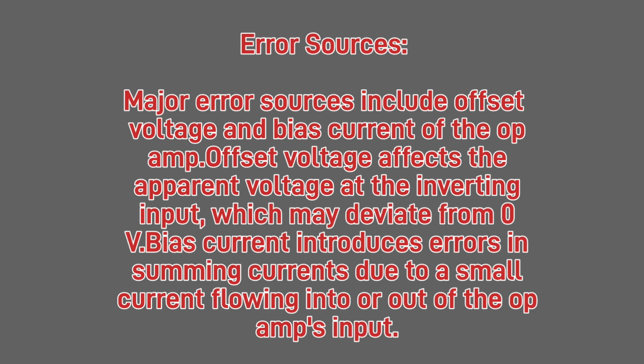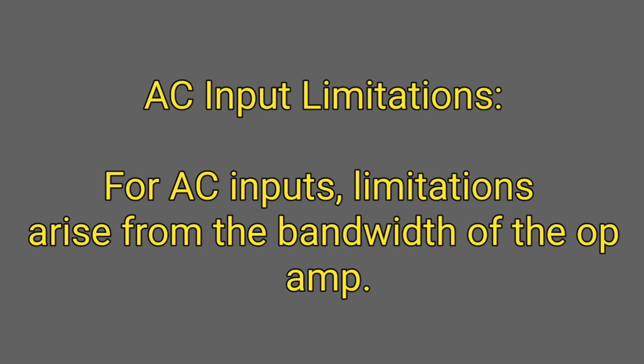Note that the input voltages will be scaled by the values of the input resistors. The major error sources in this circuit are the offset voltage and the bias current of the op-amp. The offset voltage will affect the apparent voltage at the inverting input. It will no longer be 0V. The bias current will cause an error in summing the currents since a small current will be flowing into or out of the op-amp's input.